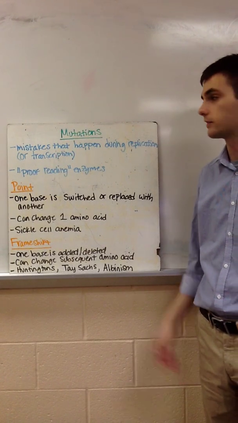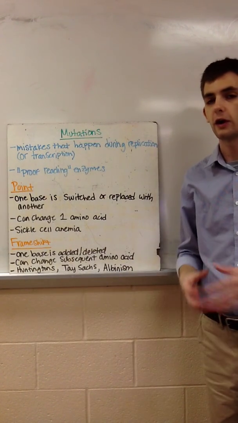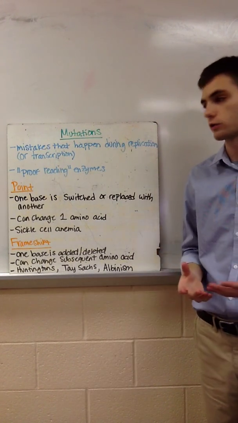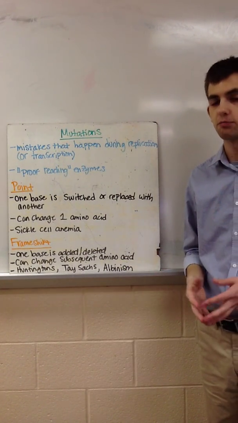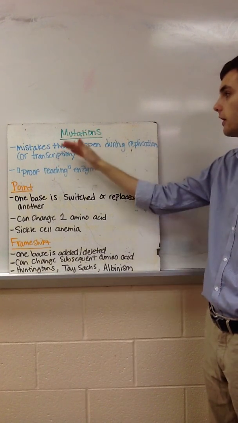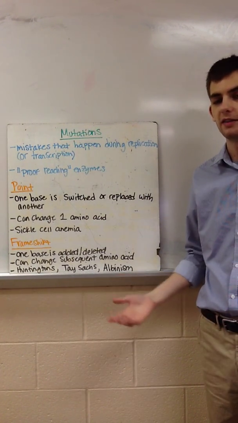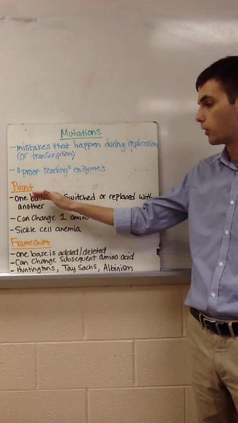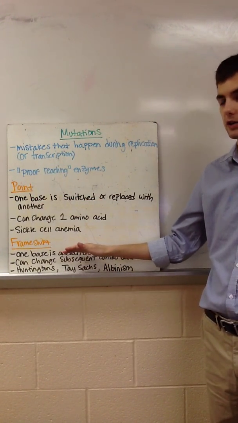With protein synthesis, mutations can occur, and these are any mistakes that occur in the DNA during replication or transcription. Most of the time we have proofreading enzymes to make sure that these mistakes don't happen, but these enzymes can miss something. There are 2 types of mutations, a point mutation and a frameshift mutation.